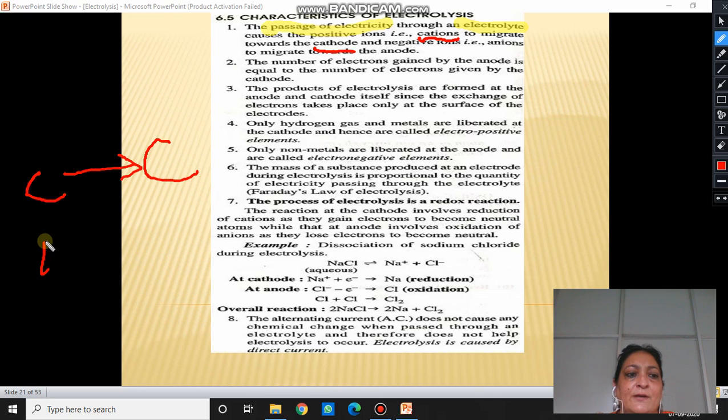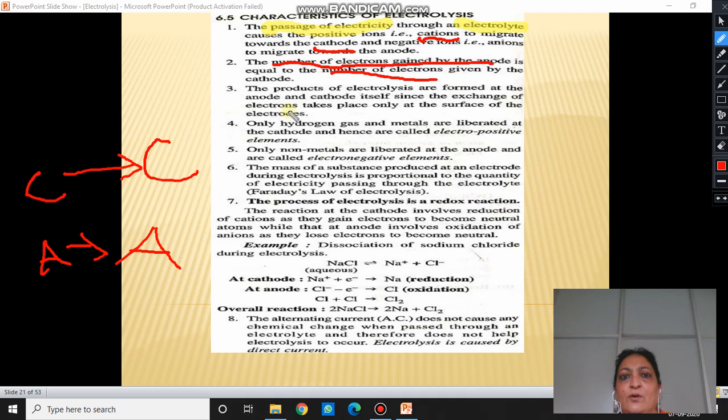I told you in the previous video that A goes to A. And the number of electrons gained by the anode is equal to the number of electrons given by the cathode. The products of electrolysis are formed at the anode and cathode. That is, we get an observation.